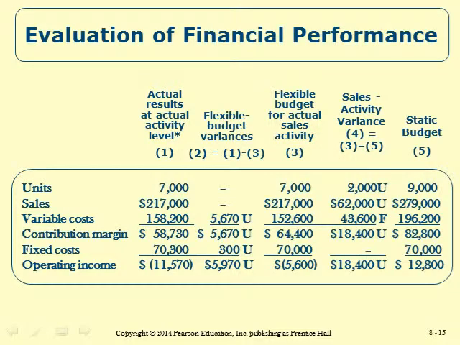Then we have flexible budget variances. In column 3, we have the flexible budget for the actual sales level. From the actual results in column 1 and the flexible budget for that actual level of sales activity, we have a flexible budget variance in column 2, which is nothing more than column 1 minus column 3. Then we have the static budget in column 5, which doesn't change, and we have a sales activity variance in column 4, which is simply the difference between the flexible budget in column 3 minus the static budget in column 5.